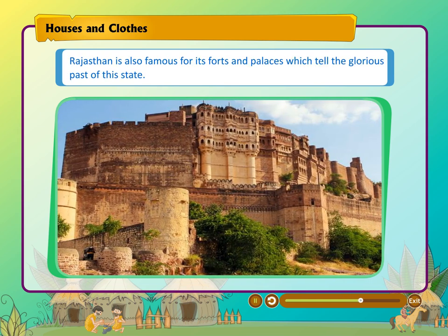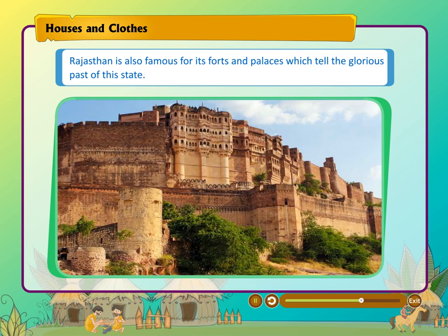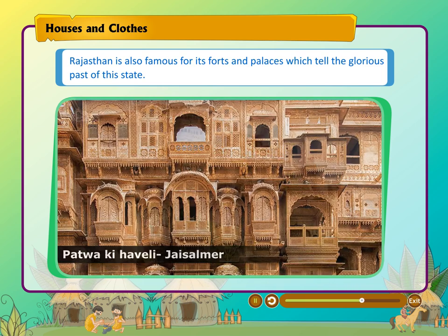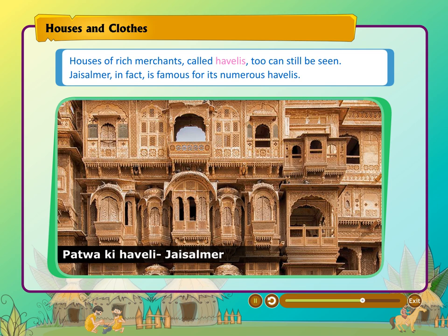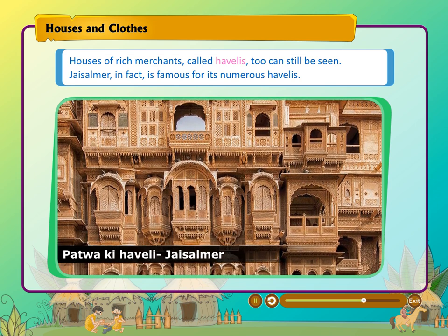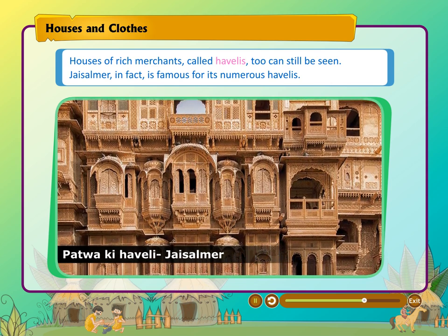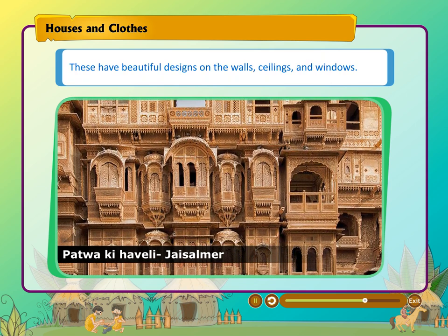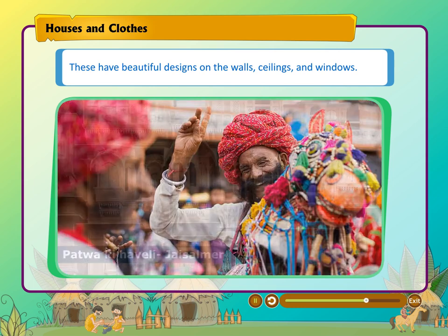Rajasthan is also famous for its forts and palaces, which tell the glorious past of this state. Houses of rich merchants, called havelis, too can still be seen. Jaisalmer, in fact, is famous for its numerous havelis. These have beautiful designs on the walls, ceilings and windows.